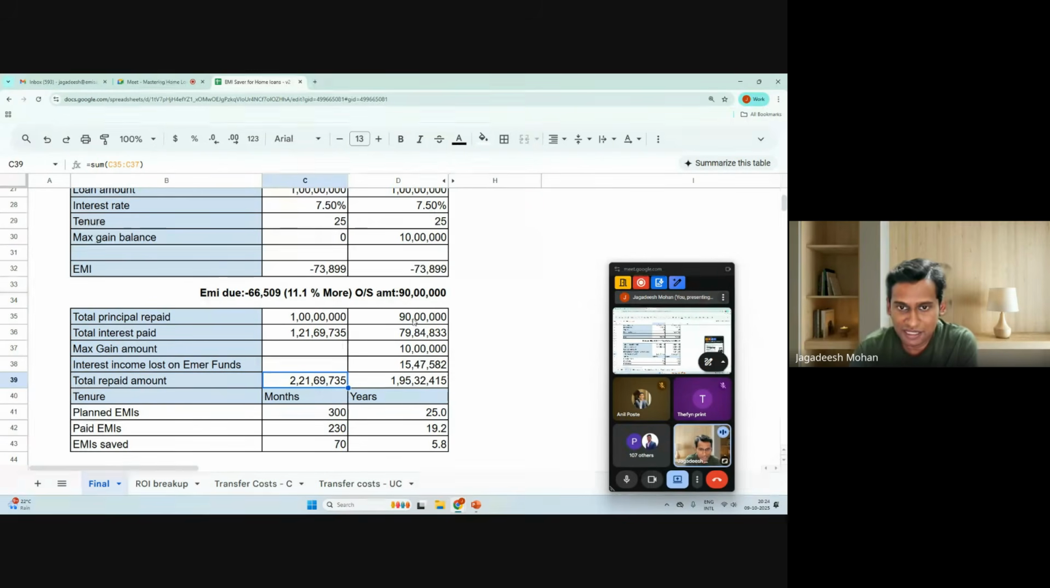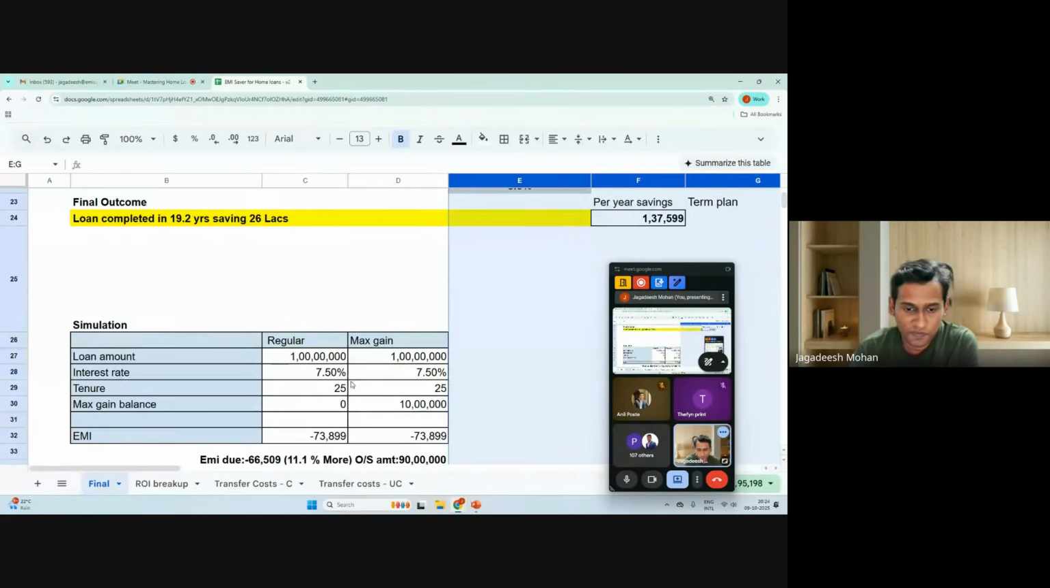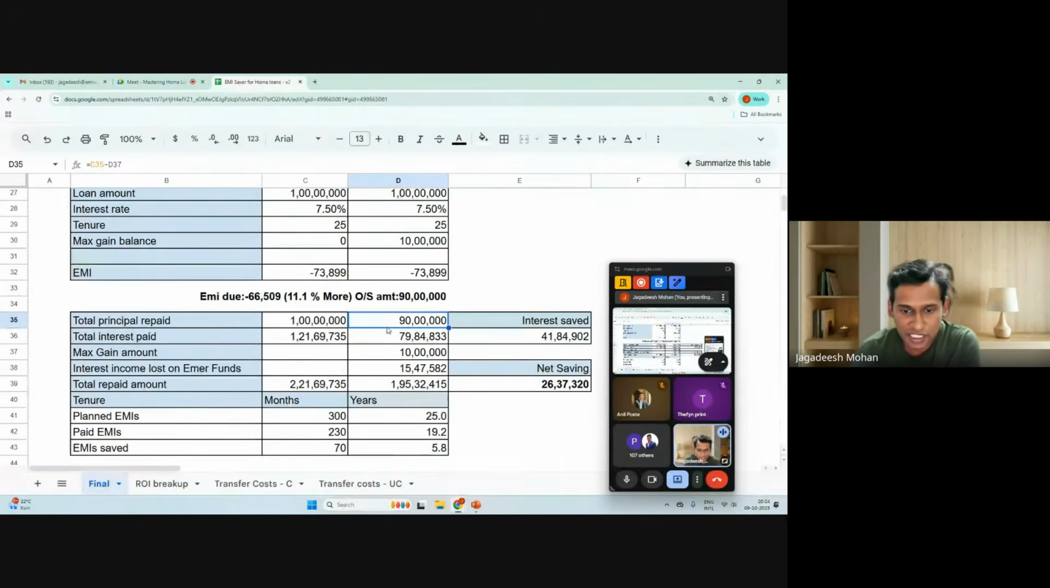Now what happens in this case? In this case, you have already parked 10 lakhs as prepayment. Now that 10 lakhs along with the 90 lakhs covers the principal of 1 crore. But if you look at the interest generated, in this case it was 1.21 crore. Here it is only 80 lakhs. So you have technically saved 41 lakhs of interest from getting generated. 41 lakh 84,000.